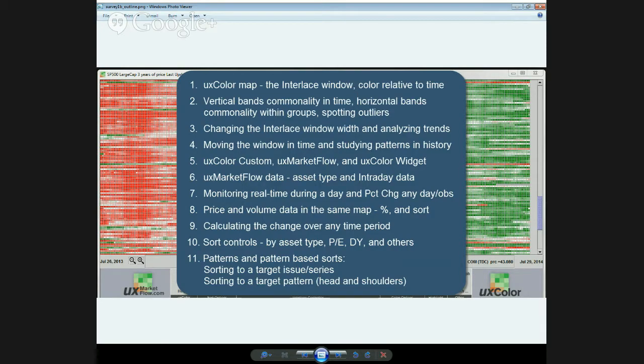For anybody that's reviewing this later, this is our agenda. We're going to talk a little bit about uxColor maps, color bands, patterns, and trend spotting in uxColor technology. We're going to discuss the interlace window, what that term means, and how you use the interlace window in uxColor products. So we'll talk about moving the window back and forth through time and various aspects of the interlace window. We're also going to talk about uxColor custom, UX market flow, and the uxColor widget, and I'm going to start by talking about that right away.